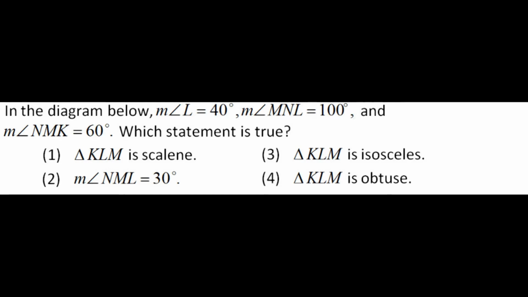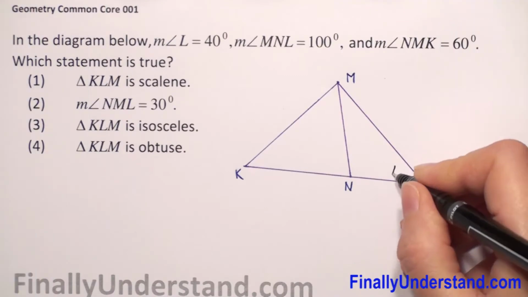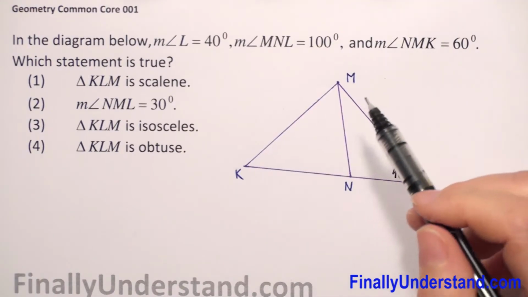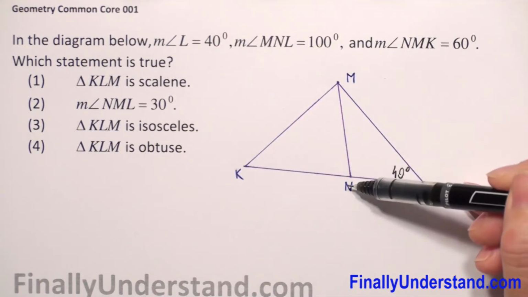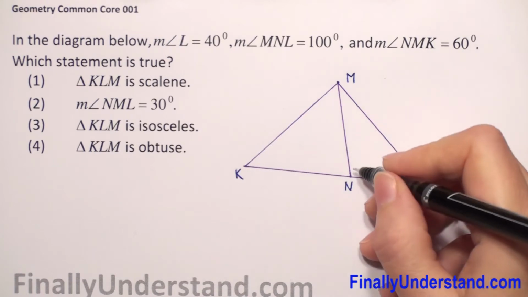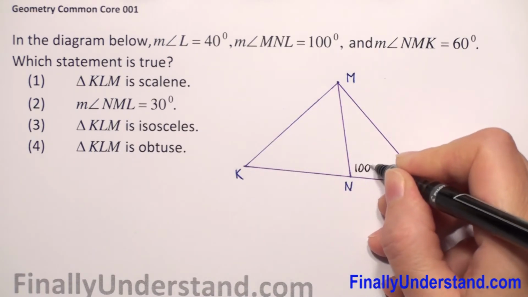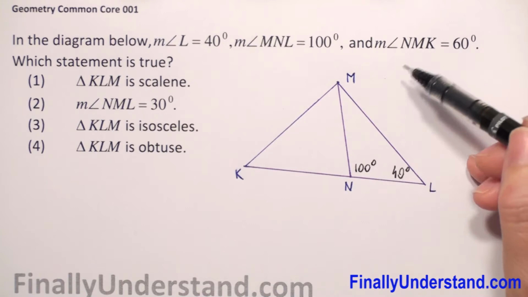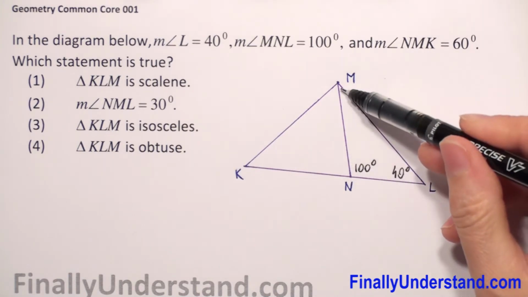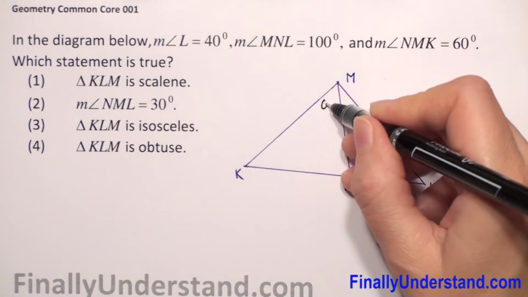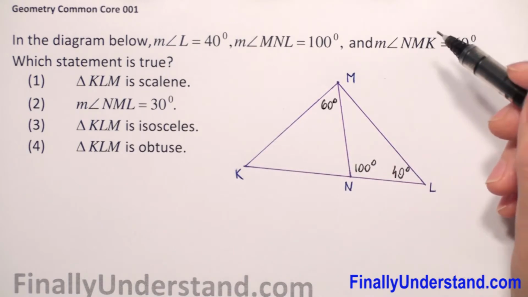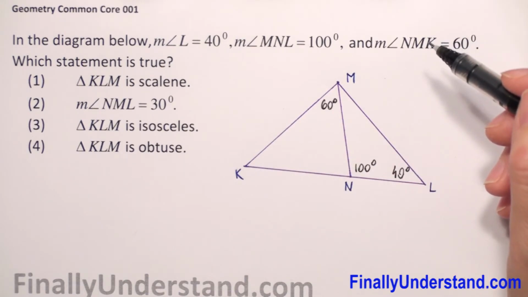In the diagram below, measure of angle L is 40 degrees, we can write. Measure of angle MNL is 100 degrees. Measure of angle NMK is 60 degrees. Which statement is true?